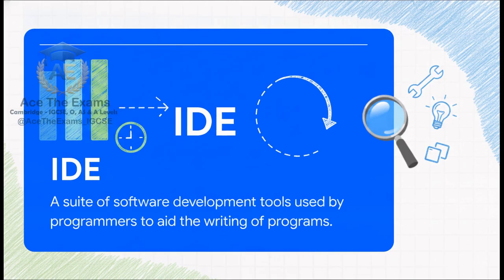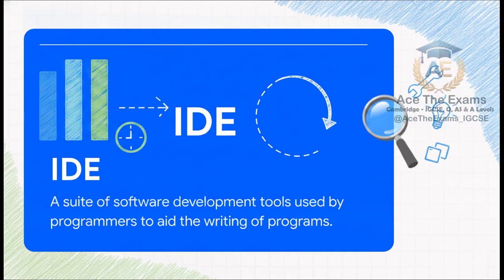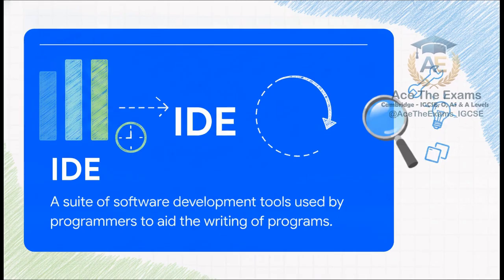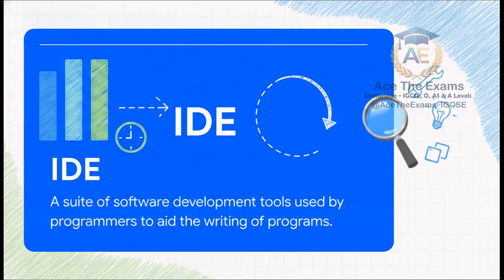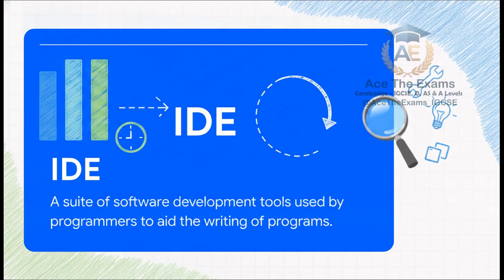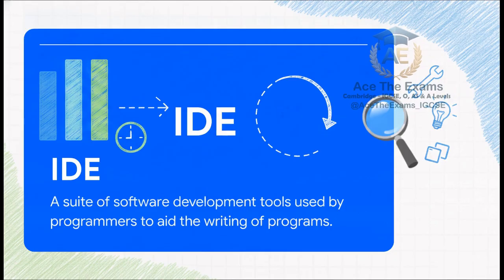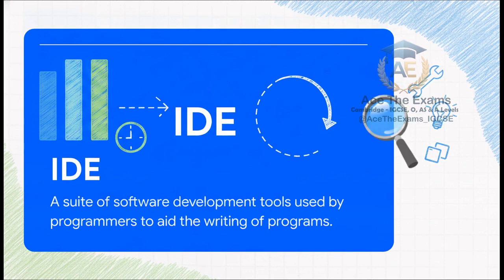An integrated development environment is a comprehensive suite of software development tools used by programmers to aid the writing and development of programs. While an IDE might contain a translator, like a compiler or interpreter, it is primarily the software suite where the programmer actually writes and tests the code. It brings all the necessary development tools into one unified application to drastically speed up the process.